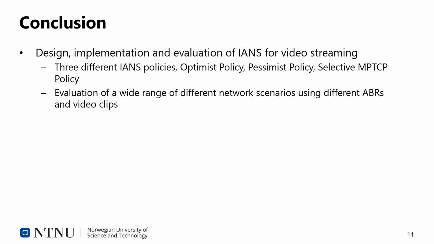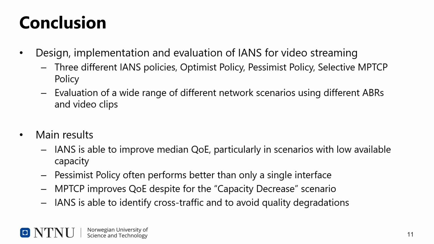Let me now conclude my talk. In our paper, we presented our work on designing, implementing, and evaluating informed access network selection for HTTP adaptive video streaming. Particularly, we focused on different policies, the optimist, pessimist, and selective MPTCP policy, and compared these policies with static access network selection and plain MPTCP in a controlled testbed study. The study comprises a wide range of different network scenarios and also uses 2 ABRs and 3 different video clips. The gained results suggest that optimizing for sufficient capacity and a low risk of variation is best, implemented by the pessimist policy. Further, it can be worse to selectively enable MPTCP instead of enabling it per default, at least when using the default scheduler.